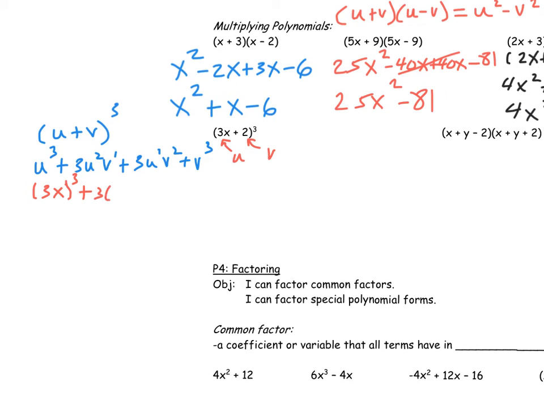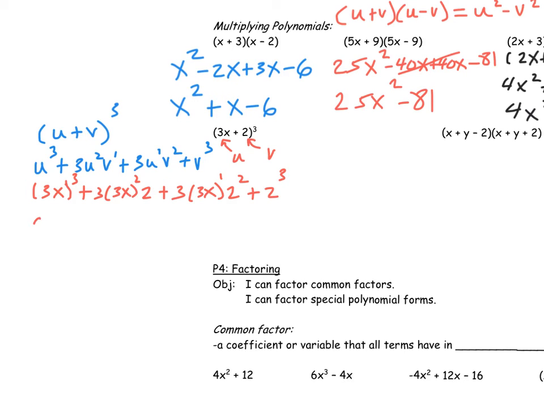plus 3 times 3x squared times 2, just to the first, plus 3 times 3x to the first times 2 squared plus 2 to the third. Okay, so literally that looks like a lot, but again, all that happened is u became 3x, v became 2, okay?